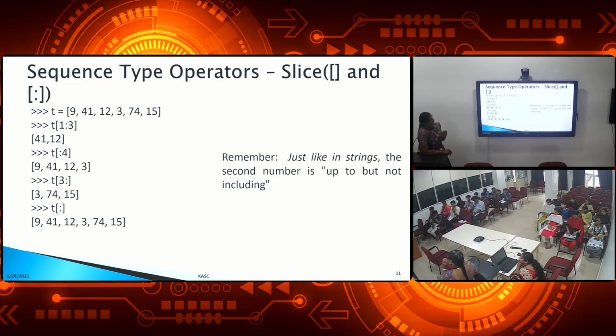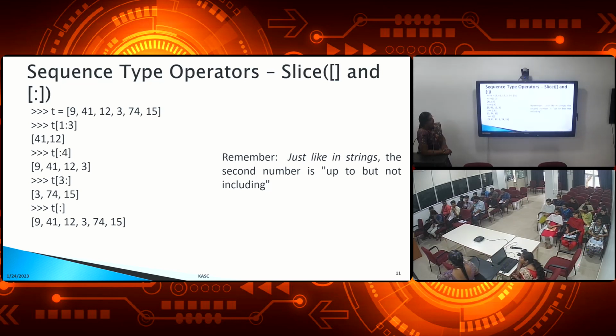So, the sequence type operator. Here the index value of 9 is 0, it occupies the 0th place, and 41 occupies the first place, 12 occupies the second, and so on, right? Here I'm going to use 1 to 3, right? So automatically, what happens is the starting index value is 1, right? And the ending value is 3, right? So the starting value is 41 and the ending value is 3, but take the lesser value. So it displays only the next value only, right?